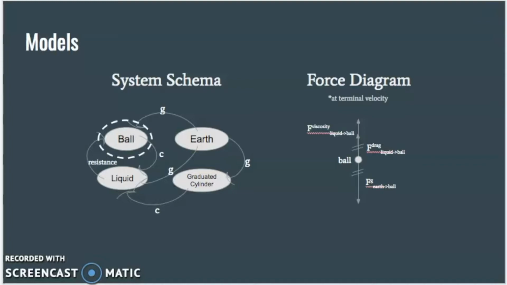In the force diagram, at terminal velocity, the force of viscosity of the liquid on the ball plus the force of drag of the liquid on the ball is equal to the force of gravity of the Earth on the ball. This is because it is at terminal velocity.